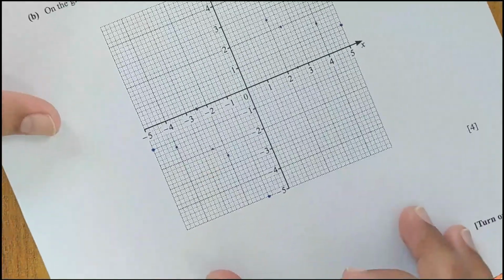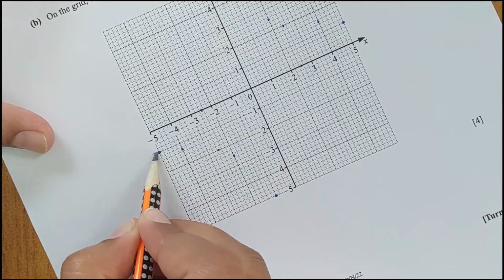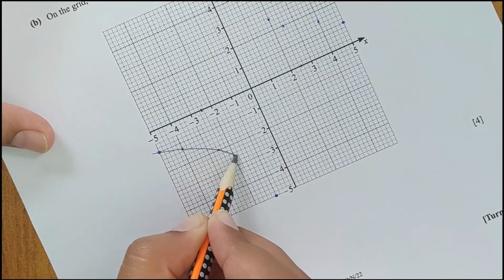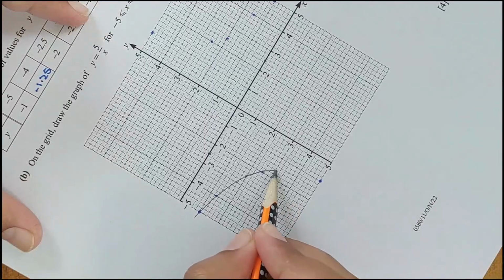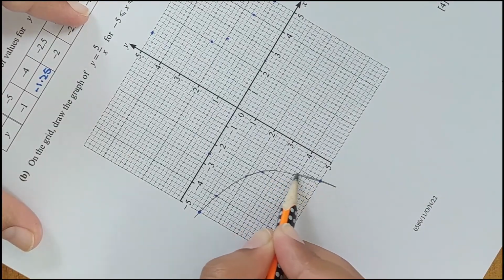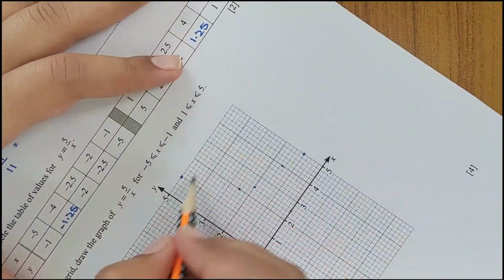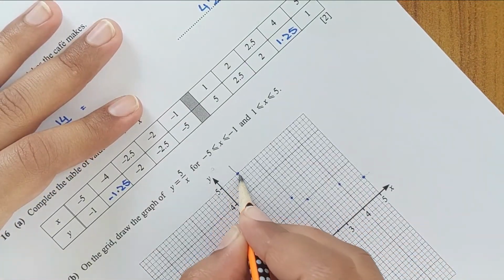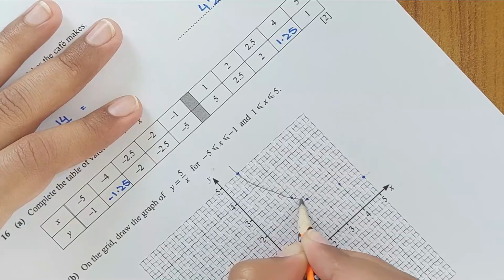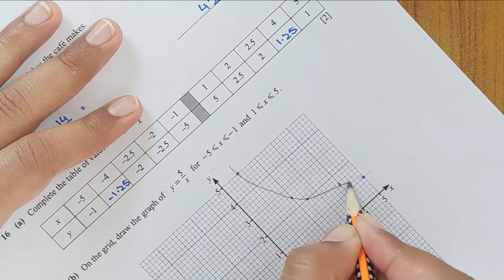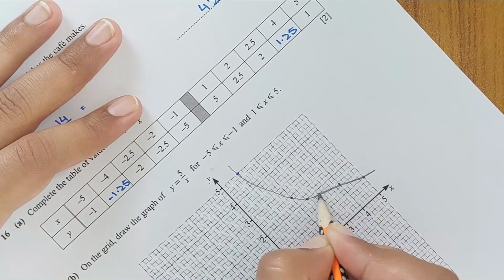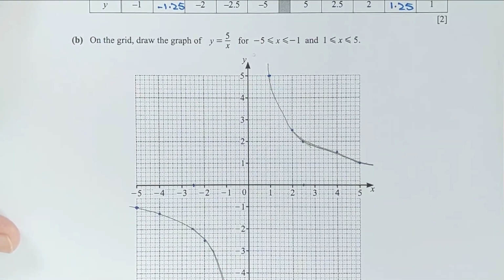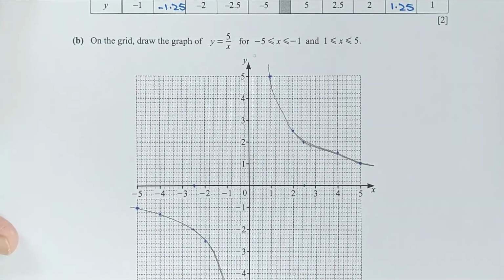Let me connect all the points to get a smooth curve. All right. So this is the graph for y equals 5 over x.